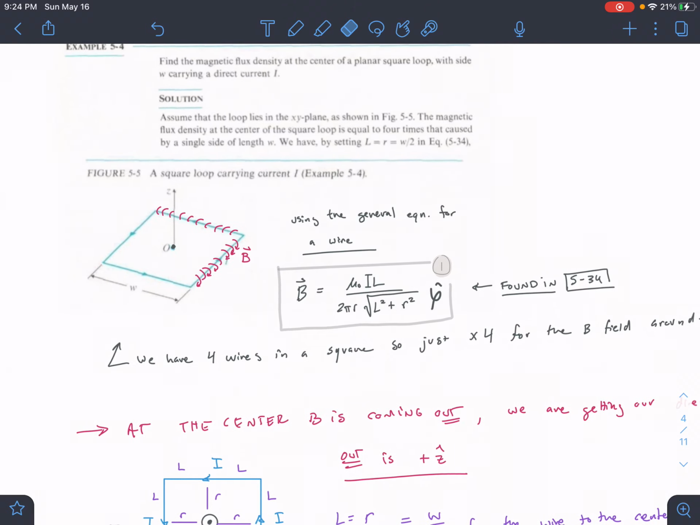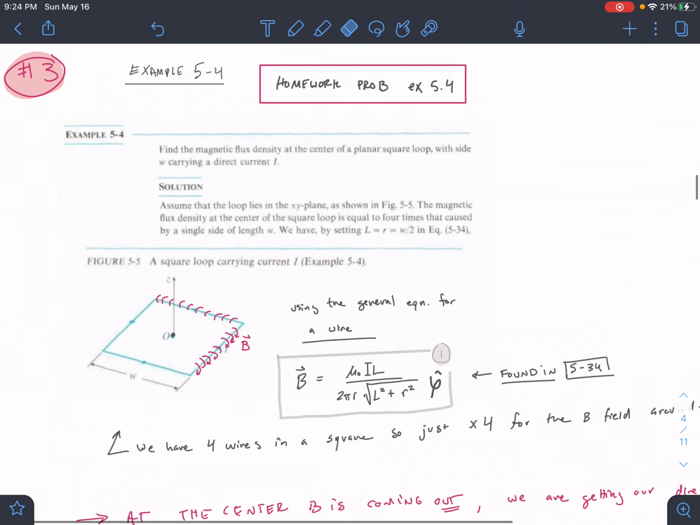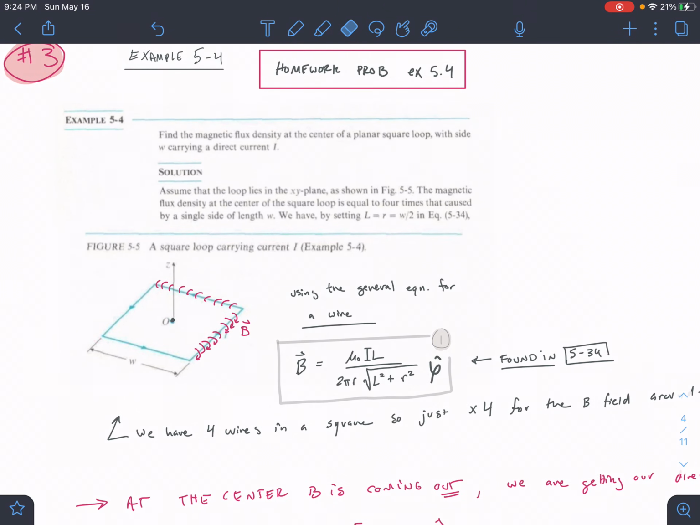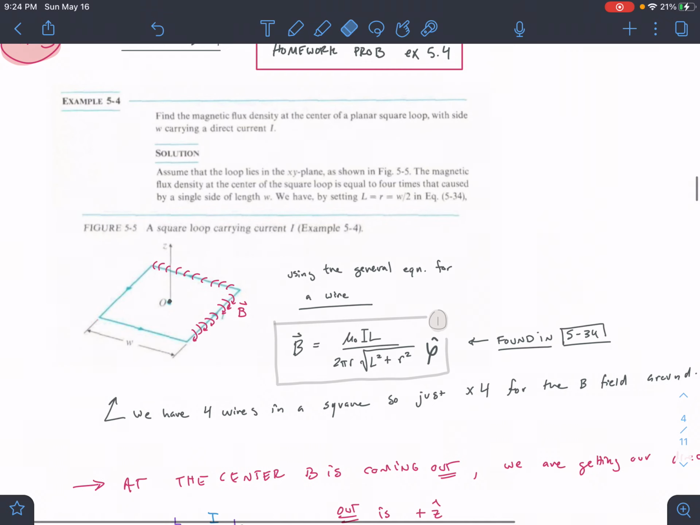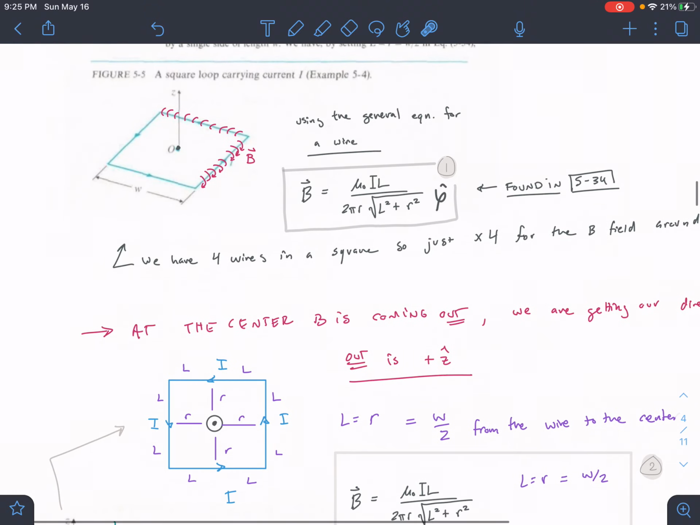So for our coordinate system, for this problem, we are not in cylindrical, so we're going to have to keep that in mind at the end. But we're going to do a couple of things before we do that. So we have the B field due to a wire, and then we have a square here, okay? So we need to find L, which is going to be the length of the wire, and then we need to find our R, which is going to be the distance from the wire to the point that we're measuring at. So in this case, we have a square.